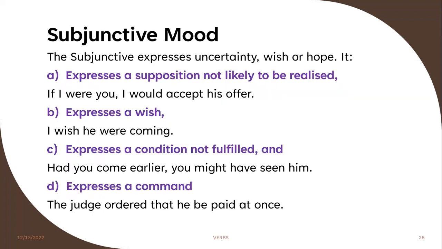Then move on to the subjunctive mood, which expresses uncertainty, wish, or hope. So it expresses a supposition that is not likely to be realized. If I were you, I would accept his offer. It expresses a wish. I wish he were coming. It expresses a condition not fulfilled. Had you come earlier, you might have seen him. And it expresses a command. The judge ordered that he be paid at once.